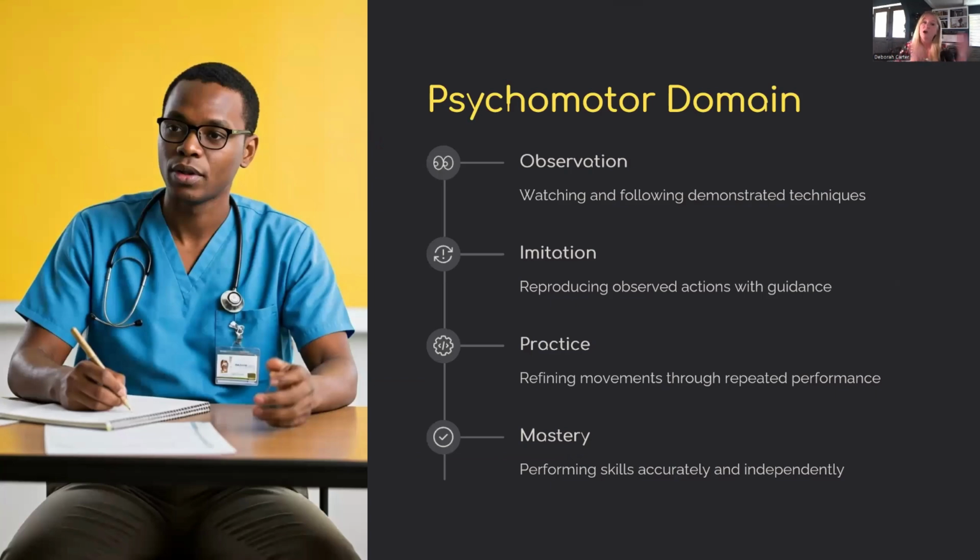So that was the cognitive domain. Moving on to the psychomotor domain. So observation, watching, following, imitating, practicing it, and then mastering it. So those are the psychomotor domain processes: observe, imitate, practice, master it.